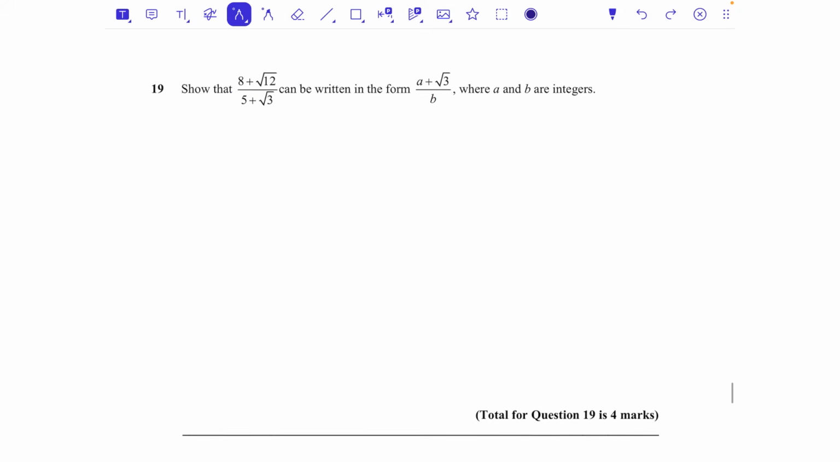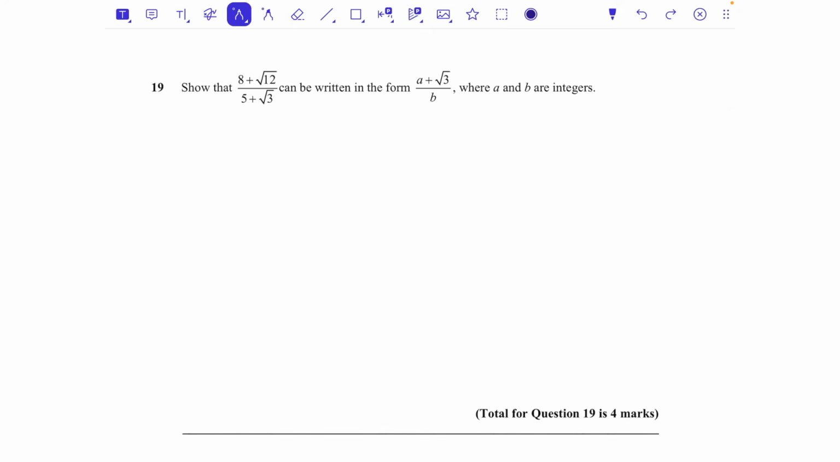Okay, question number 19, and we have surds. Show that (8 + root 12) over (5 + root 3) can be written in the form (a + root 3) over b, where a and b are integers. So integers are whole numbers, remember. So the first thing I'm going to do is look at, no, I'm not. I'm going to rationalise it as is.